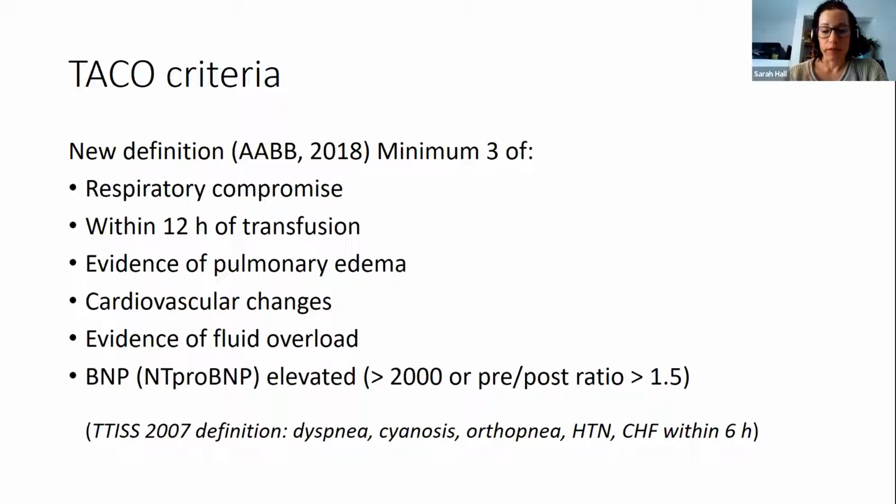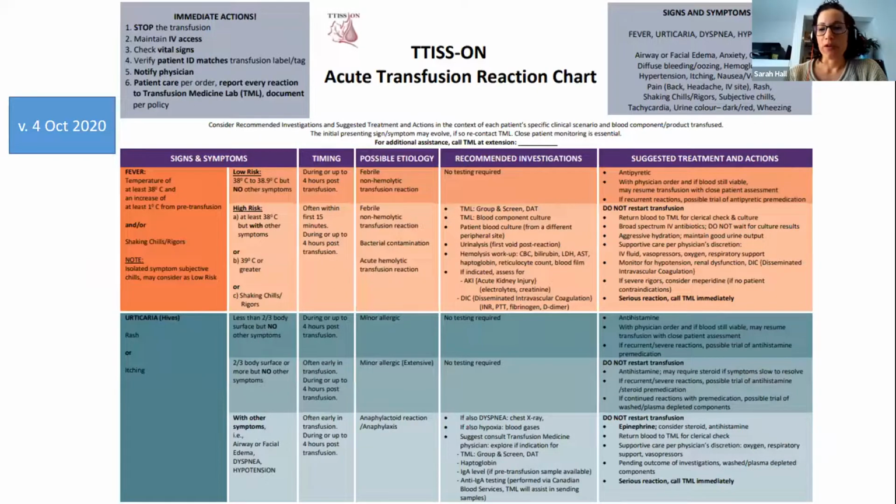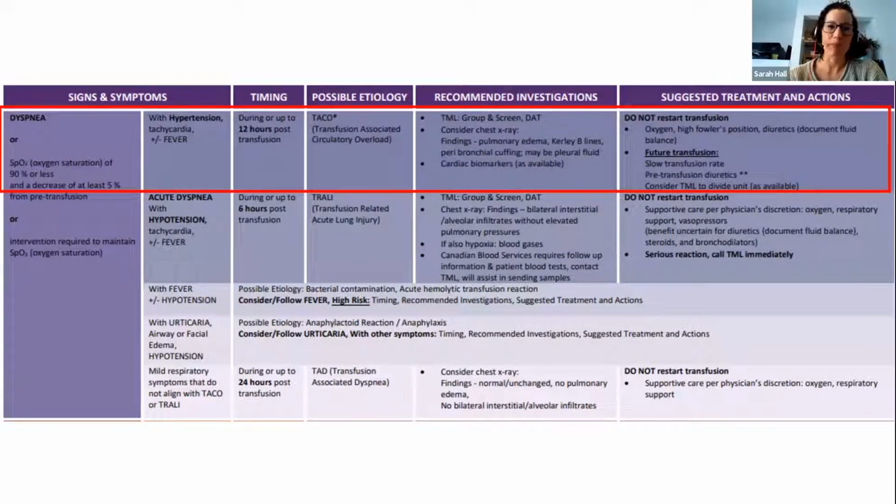TTISS, which is the reporting agency for Ontario, gave us an older 2007 definition that meets up with our newest AABB, but kind of not. The time frame is slightly shorter and it includes some other elements. And then one final thing to consider is a new guiding chart, let's call it, brought out in 2020. This hopefully is familiar looking to most of you. This is not so much to identify if it was TACO or not, but really to guide clinicians on what they should do if they see symptoms that are TACO-ish. So this is the first page, and then the second page really has what we're talking about, the dyspnea section. And the suggested treatments and the recommended investigations are really the key purpose of this table.